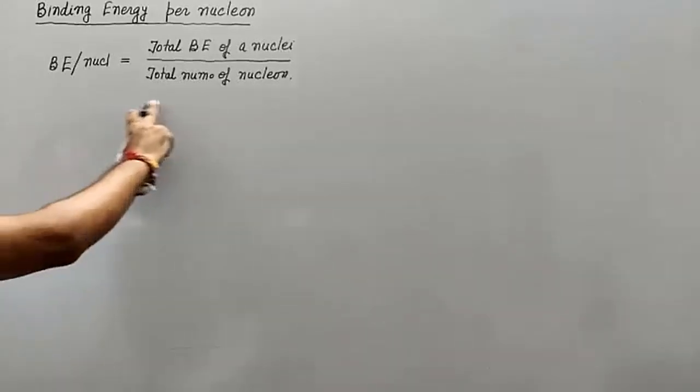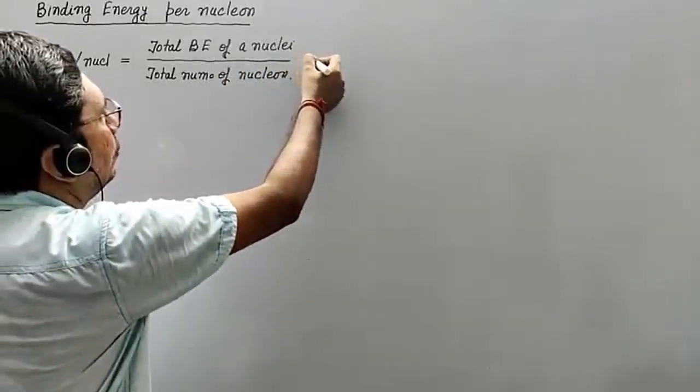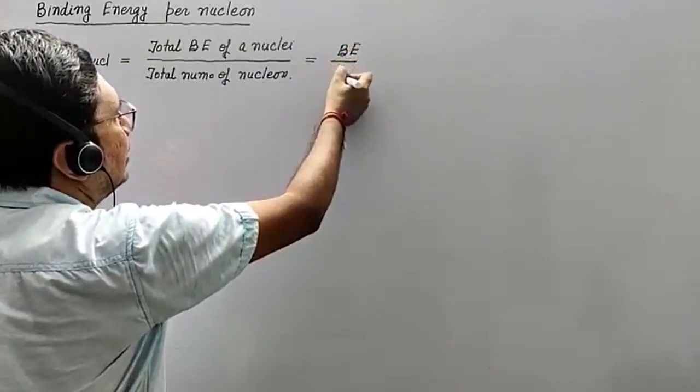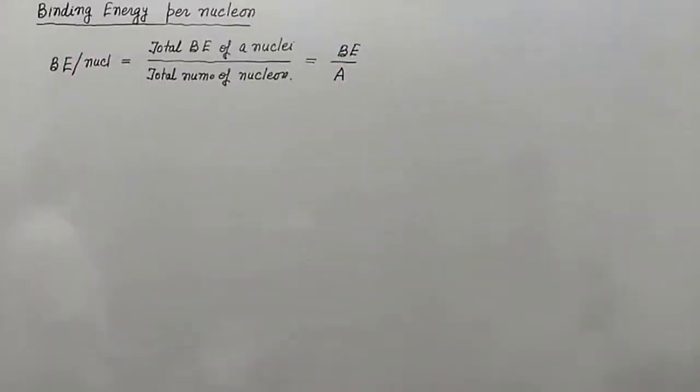To calculate binding energy per nucleon, first we calculate the total binding energy of a nucleus and divide it by a number. What is this number? The total number of nucleons, which is the mass number. Mass number is equal to the number of protons plus the number of neutrons, so the mass number provides the total number of nucleons. In this way we can calculate binding energy per nucleon for different nuclei.